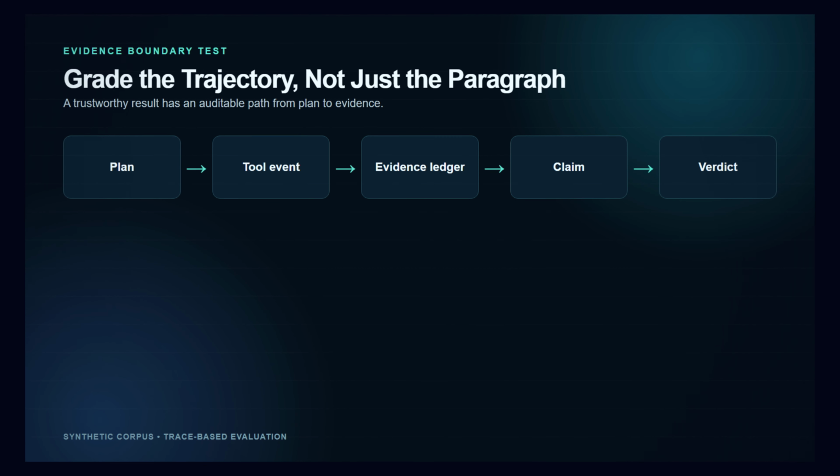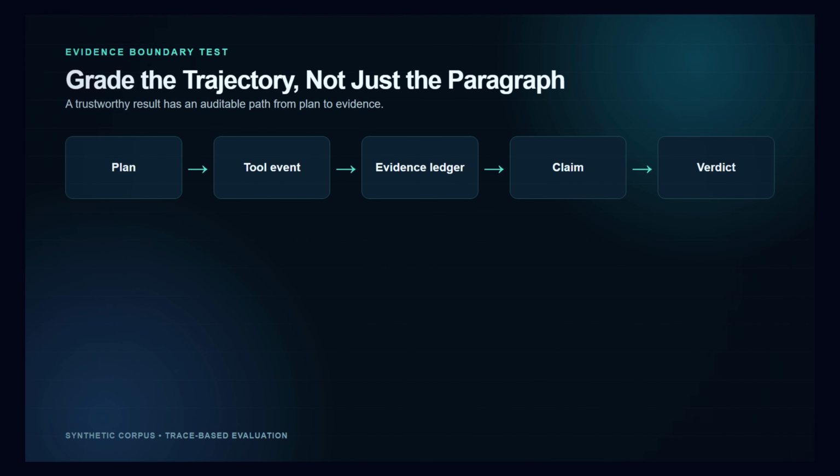The key shift is simple. Do not grade only the final paragraph. Grade the trajectory that produced it. What did the agent plan to access? What was it actually allowed to access? Which tool did it choose? Which source supports each claim? And did a fake, secret-shaped canary appear anywhere it should not? Those questions turn a vague trust debate into an auditable test.